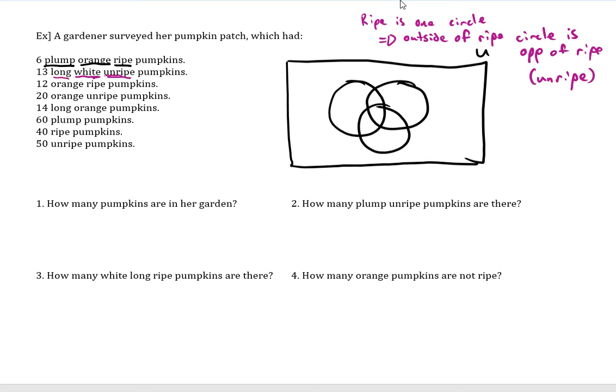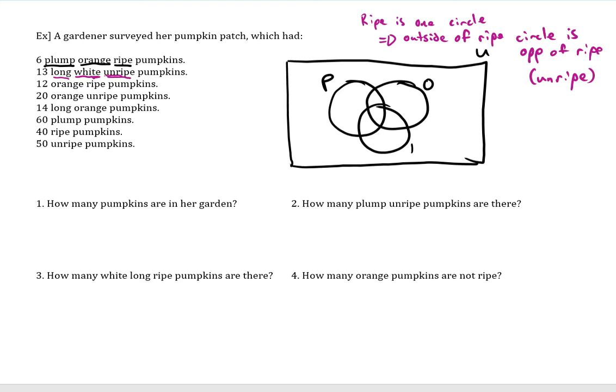So plump and long are kind of opposites. Plump is more spherical, long is, again, like a cucumber or something. Okay, so on here we're jumping to that conclusion. We have to make that assumption because looking at it, it doesn't look like there's any other word that would make sense to be opposite of plump in the rest of the words that we have. Okay, so let me go ahead and do the plump, orange, and ripe.